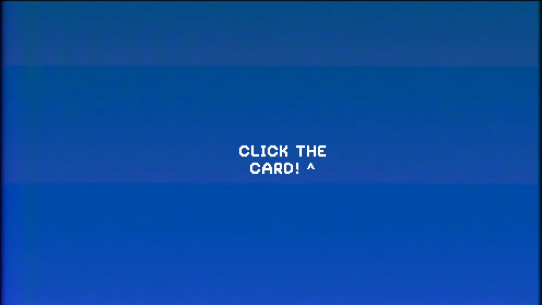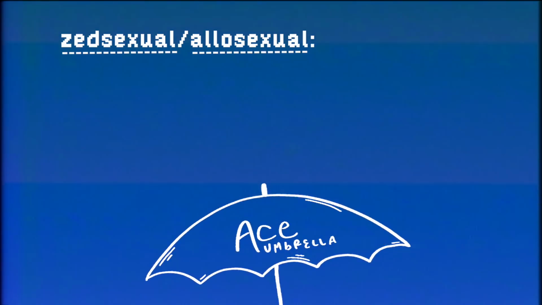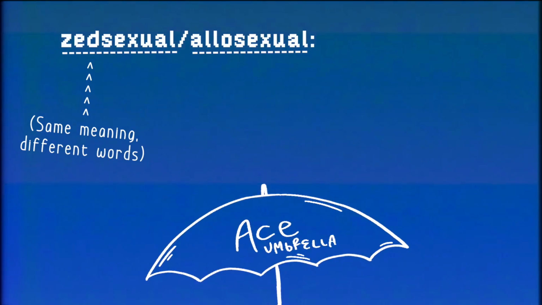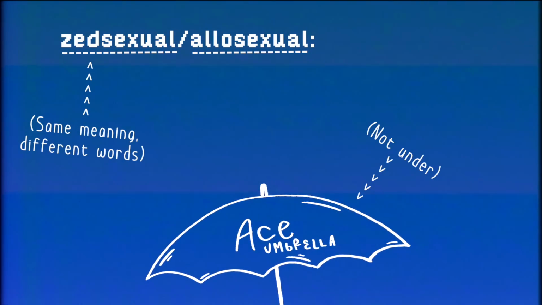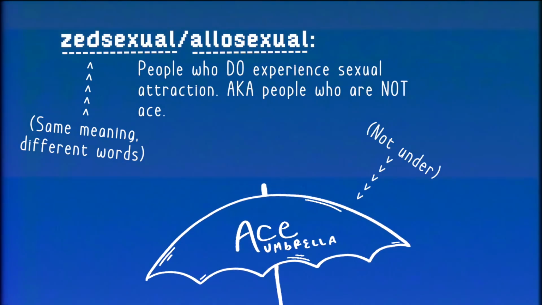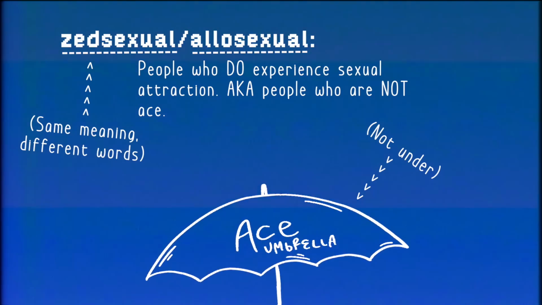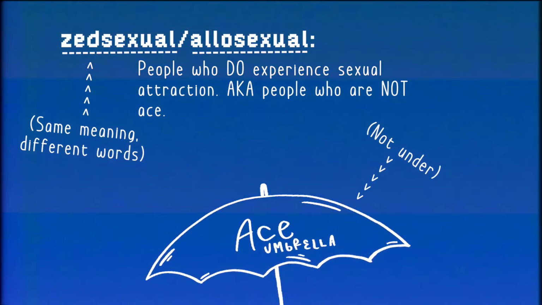Which one do you prefer? I like Z. Check out the extra video on the second channel to learn why. Otherwise, Z-sexual and allosexual mean the same thing. These terms do not fall under the ace umbrella. They refer to people who do experience sexual attraction, aka people who are not ace.